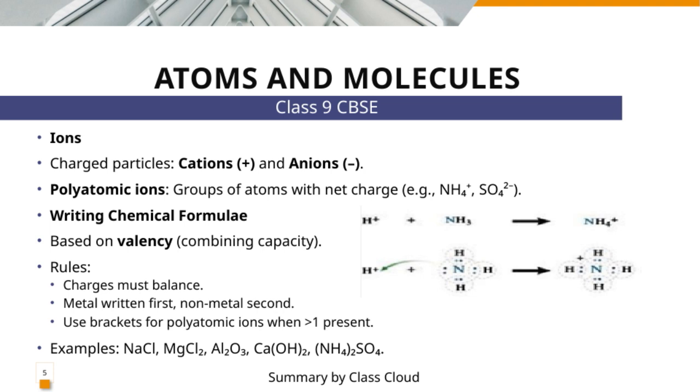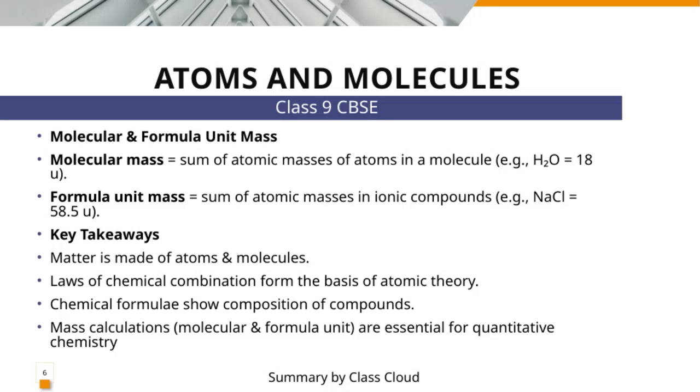Understanding these basics helps us grasp how atoms and molecules come together to form compounds, which is fundamental to studying chemistry. Now, moving on to slide 6, which focuses on Class 9 CBSE concepts related to molecular and formula unit mass. First, let's understand what molecular mass is. It's basically the sum of the atomic masses of all the atoms in a molecule. For example, in water, H2O, the molecular mass is 18 atomic mass units, or 18 u. This helps us understand how much a single molecule weighs.